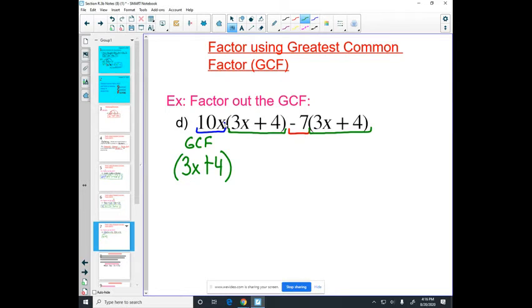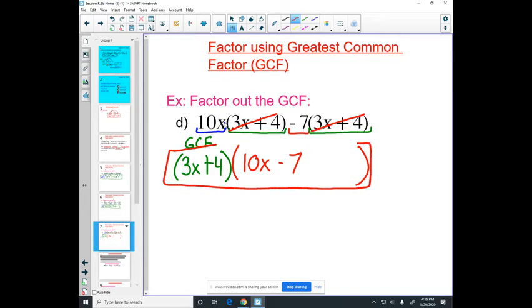It can be a whole group of things that you pull out. You do the same thing. I'm going to pull out 3x plus 4 out of the first term, and I'm left with 10x. I'm going to pull out 3x plus 4 out of the next term, and I'm left with a -7. And that is our simplified polynomial expression. Use factor by grouping or factoring out the GCF.